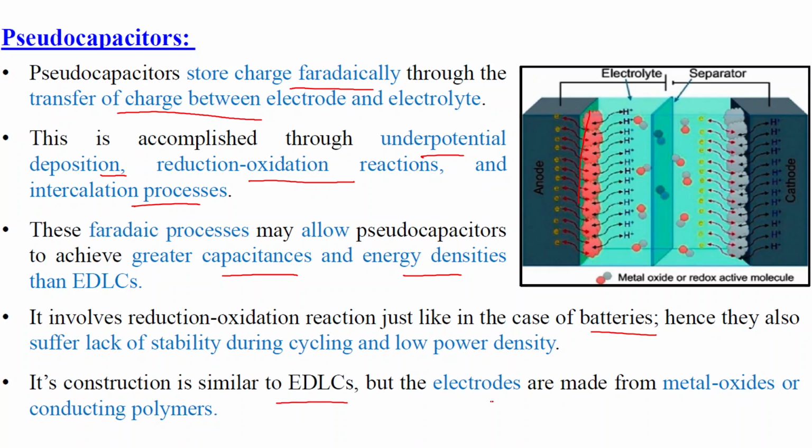Its construction is similar to EDLC, but the electrodes are made from metal oxides or conducting polymers. Basically, here for electrodes we are taking metal oxides and conducting polymers. Why? Because here oxidation and reduction are taking place. So therefore, we are taking redox active materials as electrode materials, whereas in the case of EDLC, carbon-based materials were taken which are not redox active. There only electrostatic attraction was required, which is easily possible in carbon-based materials, whereas in the case of pseudocapacitors, metal oxides and conducting polymers are used, which are redox active. That's why reduction and oxidation reactions can easily take place and charge storage can take place. Okay.